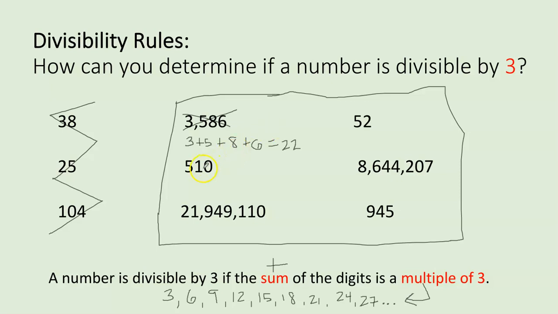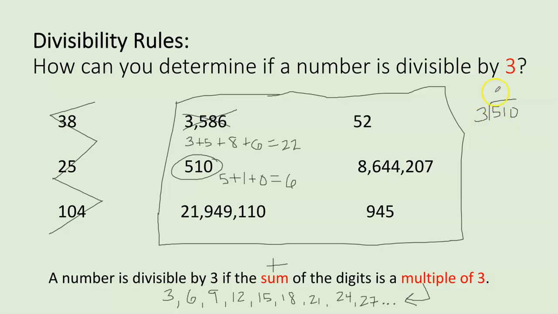All right, 510. Let's try this one. 5 plus 1 is 6, plus that 0 is still 6. 6 is a multiple of 3, so that means that 510 is divisible by 3. So if you would divide 510 by 3, you would not have a remainder. It would go in perfectly.